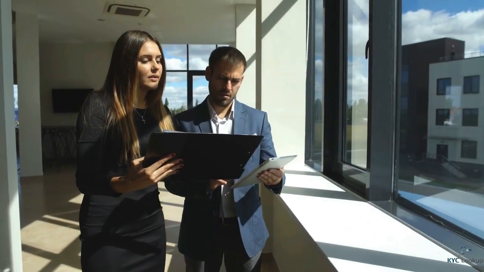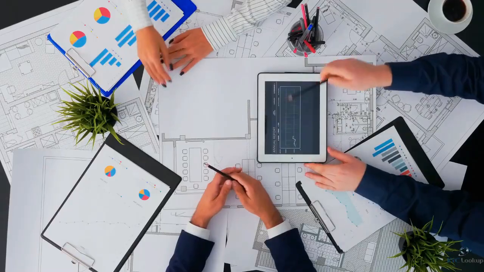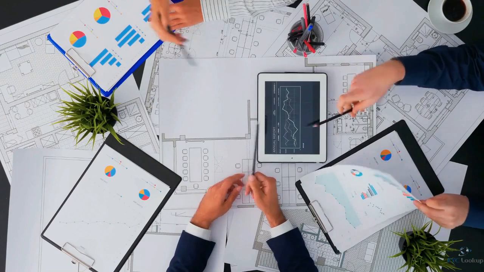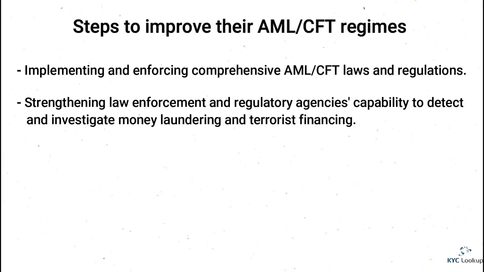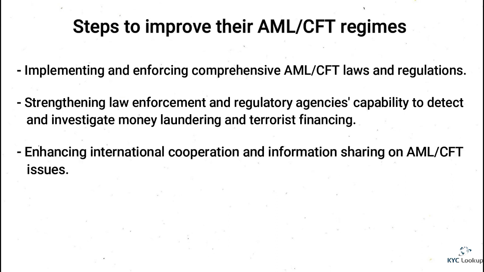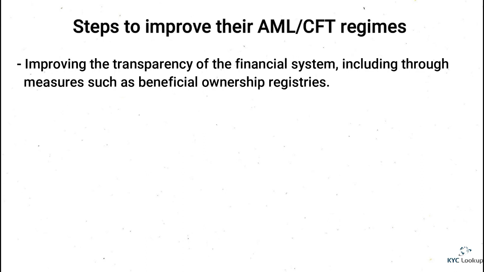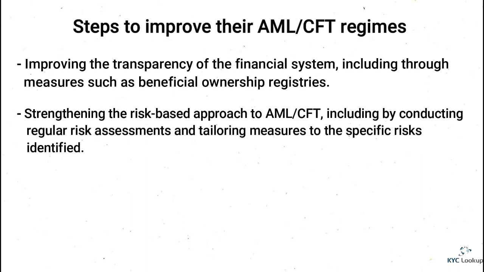The specific actions that a country needs to take to get off the Grey or Black list will depend on the specific deficiencies identified by the FATF. However, some common steps that countries can take to improve their AML/CFT regimes include implementing and enforcing comprehensive AML/CFT laws and regulations, strengthening law enforcement and regulatory agencies' capability to detect and investigate money laundering and terrorist financing, enhancing international cooperation and information sharing on AML/CFT issues, improving the transparency of the financial system, including through measures such as beneficial ownership registries, and strengthening the risk-based approach to AML/CFT, including by conducting regular risk assessments and tailoring measures to the specific risks identified.